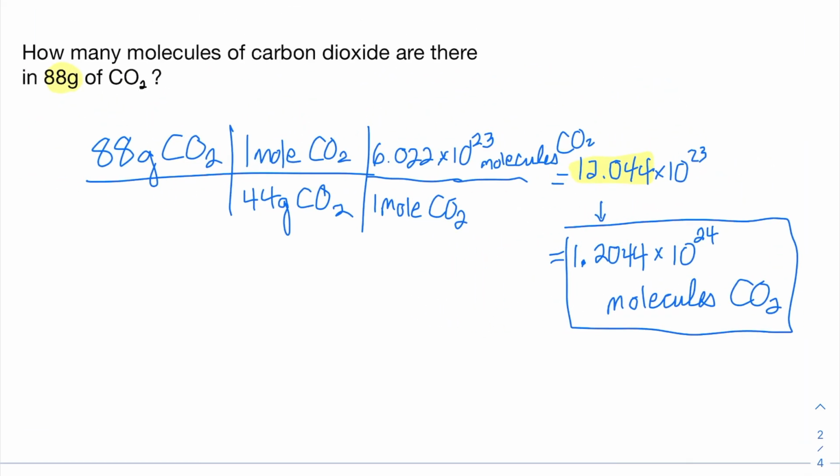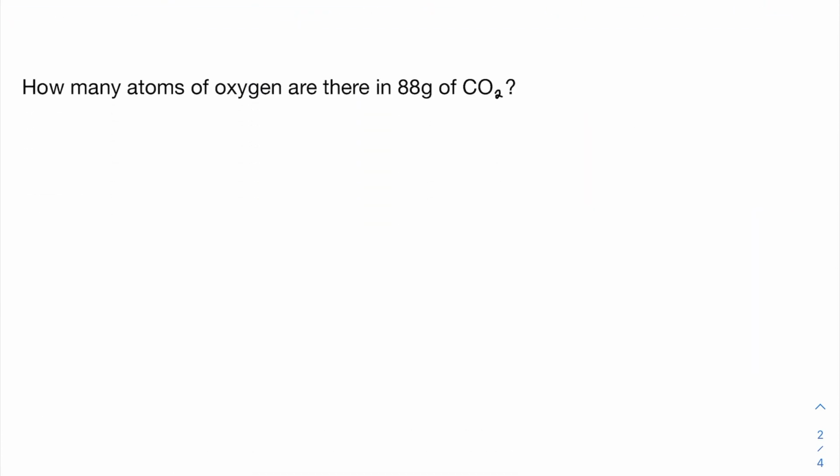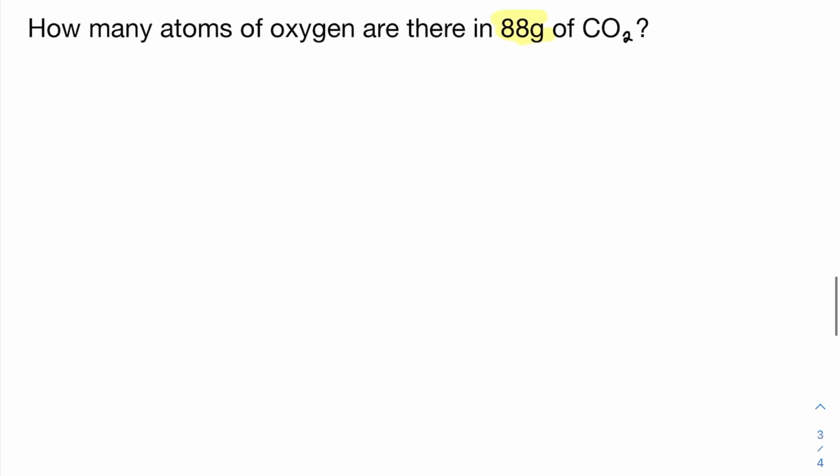Now let's take a look at one more example in a case where we're asked to find atoms. The last step in this whole conversion process is if we were asked to find atoms of oxygen, for example, in this same given value of the 88 grams of CO2. We're going to go through the early parts of this conversion a little bit quickly and then just discuss briefly how it changes with this last step. So starting with our same given value of our 88 grams of CO2.